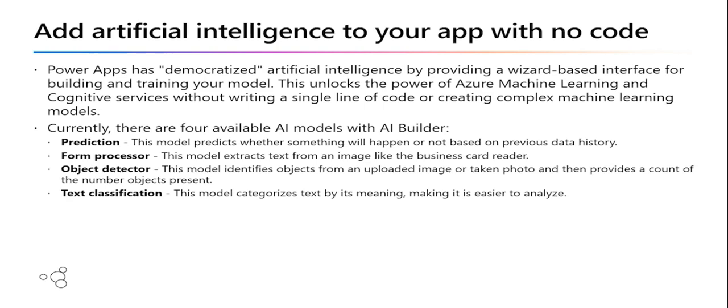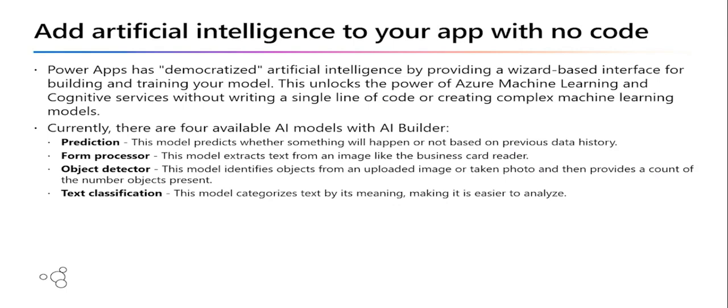Just like it sounds, the prediction model predicts whether or not something will happen based on previous data history. You can build prediction models to answer all kinds of questions. For example, will a lead become a customer? Or will a project be profitable? Or even will a customer churn based on their activity?